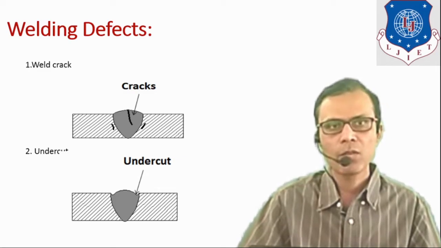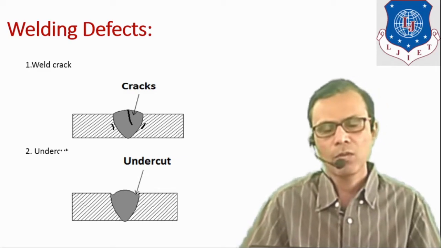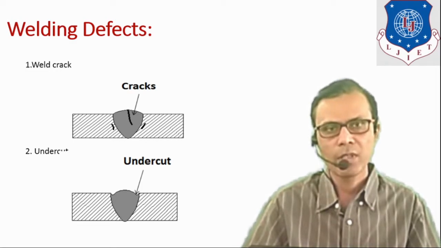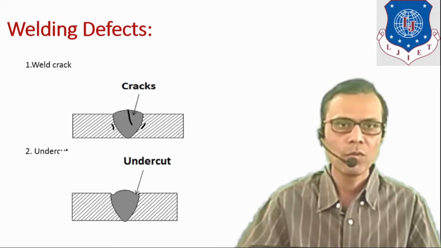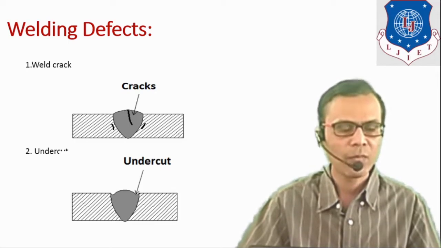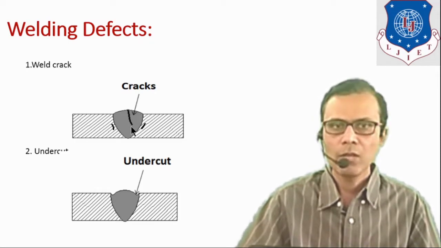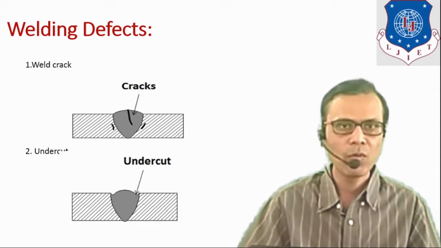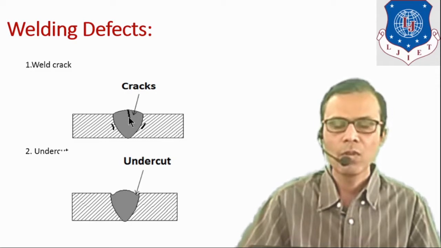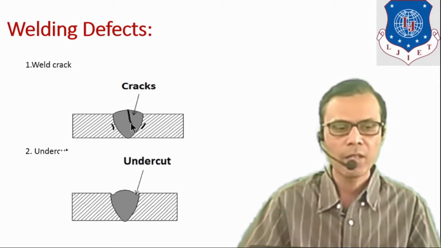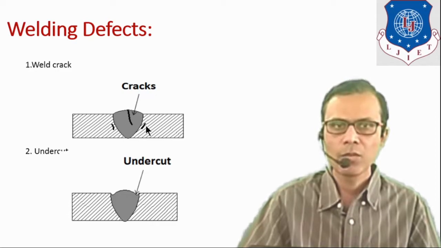Another type is cold crack. After cooling of the welding process, where the temperature is very low, during cooling also crack may take place. Crack may appear on the surface of the weld pool. It may also be present inside the weld pool, or it may also be present in the heat affected zone.